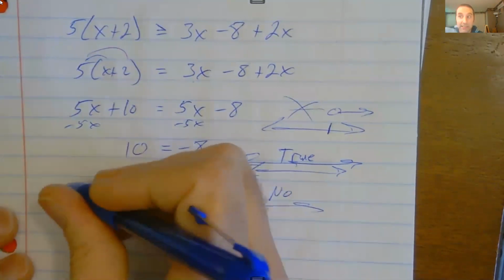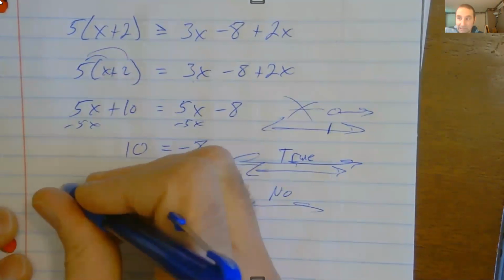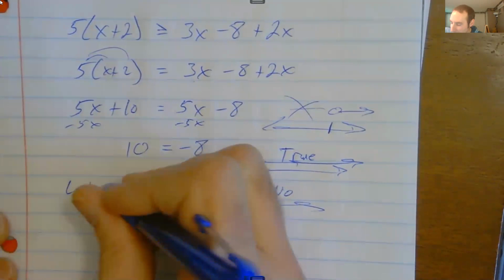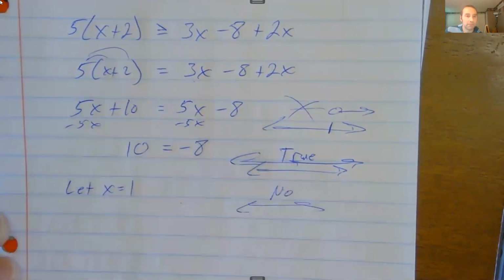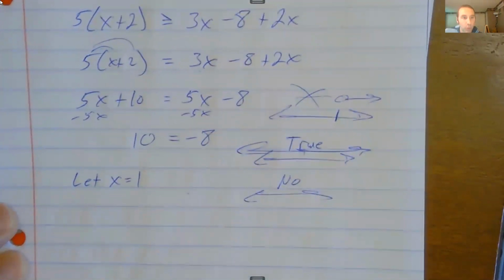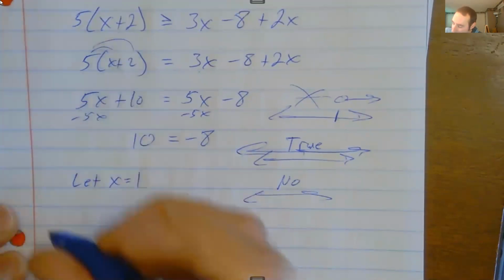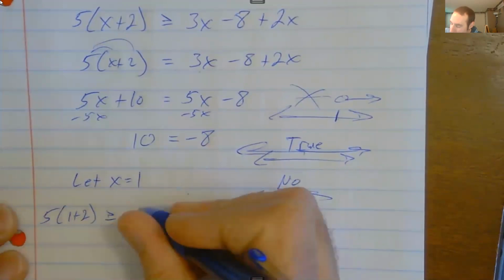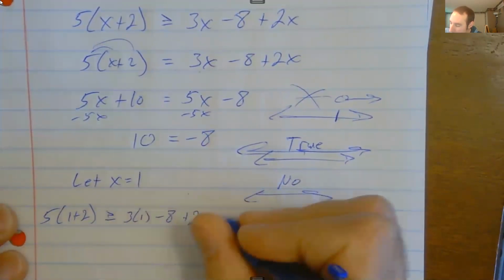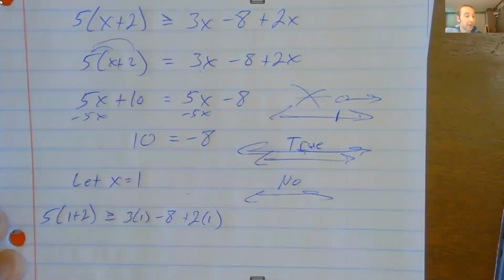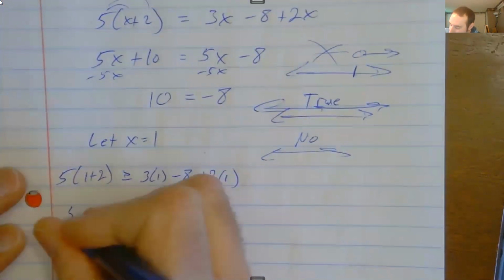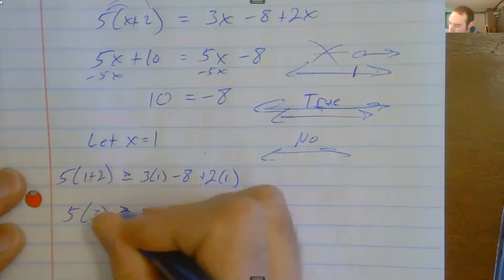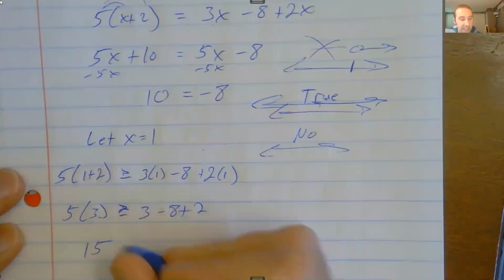I know I'm saying x equals 0 is always the easiest value to plug in, most of the time, but I'll try something else. All right, I'm going to try x equal 1. If I plug x equal 1 into that original inequality, I get 5 times 1 plus 2 is greater than or equal to 3 times 1 minus 8 plus 2 times 1. Now I'm just testing this. That's 5 times 3 greater than or equal to 3 minus 8 plus 2. 5 times 3 is 15.